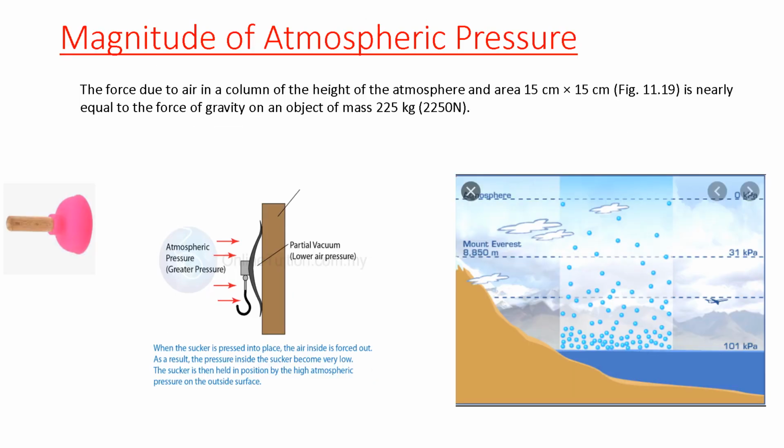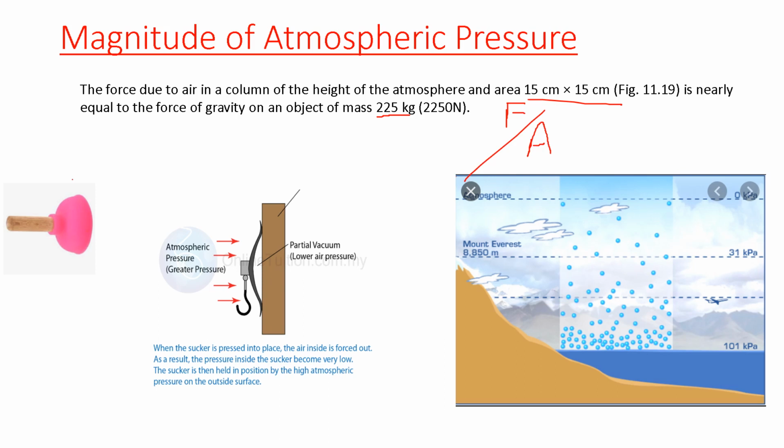Now let's see what is the magnitude of atmospheric pressure, or how strong it is. We had discussed that if the area is 15 by 15 centimeter, then the amount of air present in that column would have a mass of 2 to 5 kg. You can calculate the pressure by using the formula force by area. You can use this formula to calculate the pressure applied on the ground.